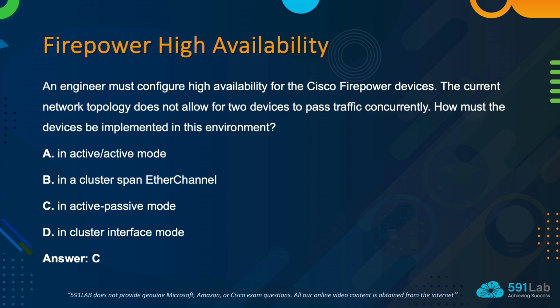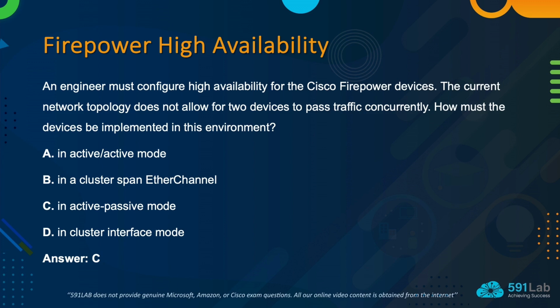Let's look at why the other options are incorrect. Option A, active-active mode. Active-active mode requires both devices to be able to process the traffic simultaneously, which is not possible in the scenario given in the network topology limitation.